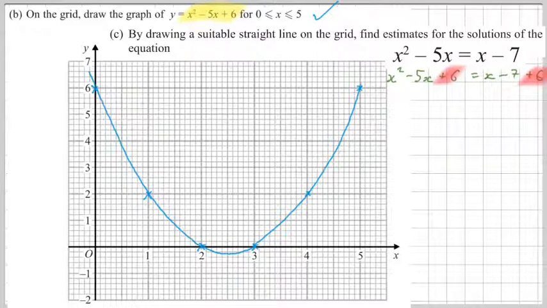Okay, so this is like solving simultaneous equations now. Imagine that you had y equals x squared minus 5x plus 6, and separately y equals x minus 7 plus 6. Well, the first thing you would do would be to set the two expressions equal to each other, i.e. arrive at this. So you have here the equivalent of finding the intersection of this curve with this straight line. So we need to plot this as a straight line.